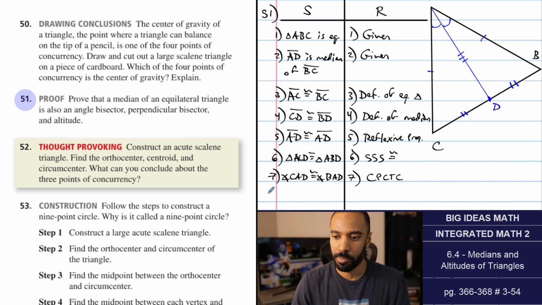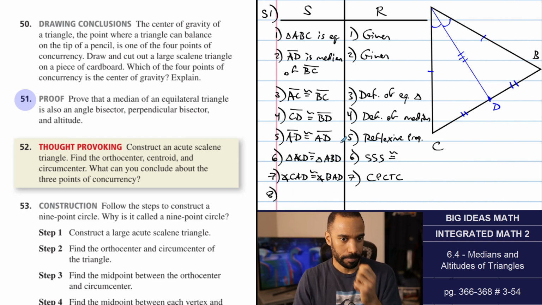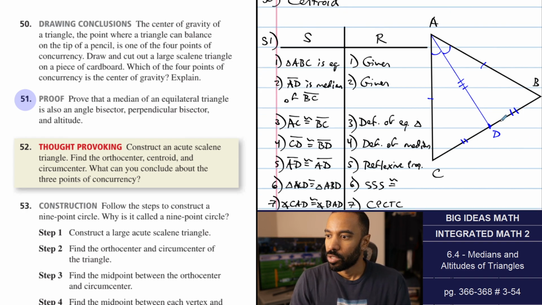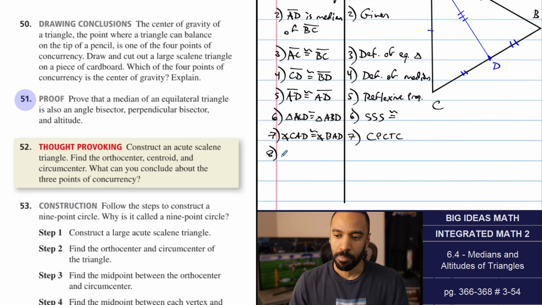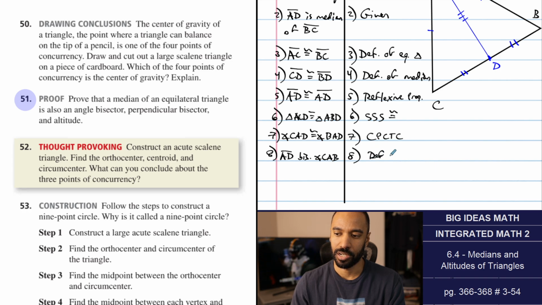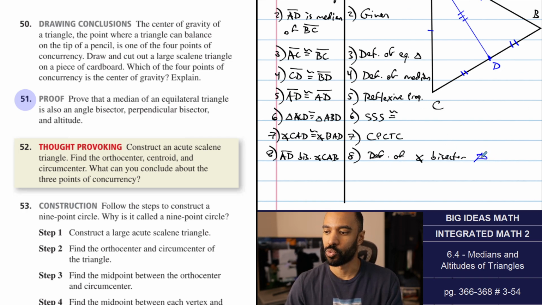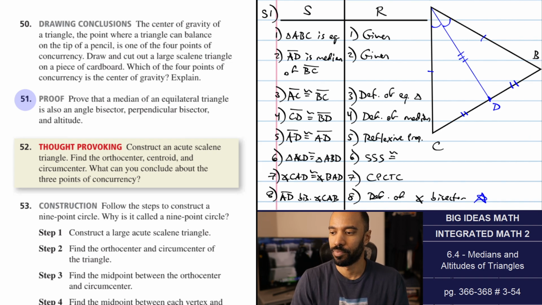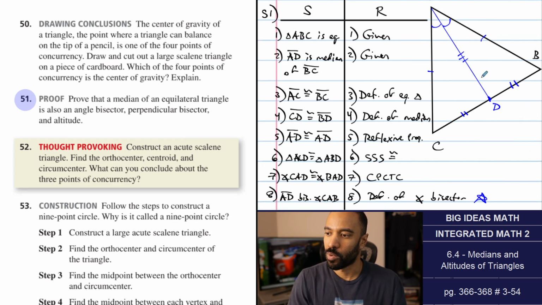Therefore, so here's going to be one of the proofs. Therefore, AD bisects angle CAB by definition of angle bisector. Okay, so that's one of them. We got our first one. There's the angle bisector one. Starring it. All right, second one I want to do.